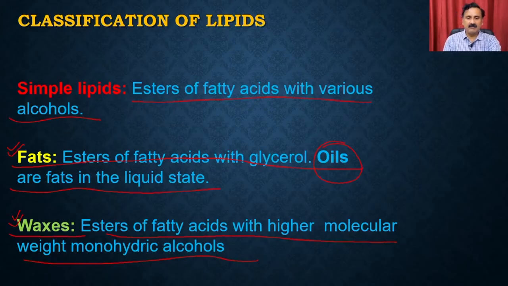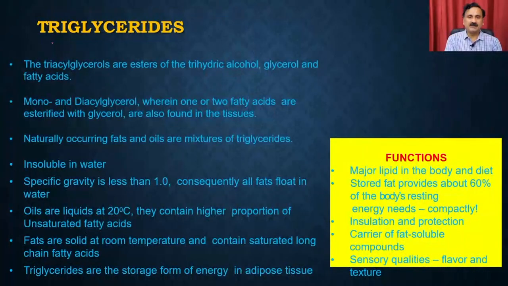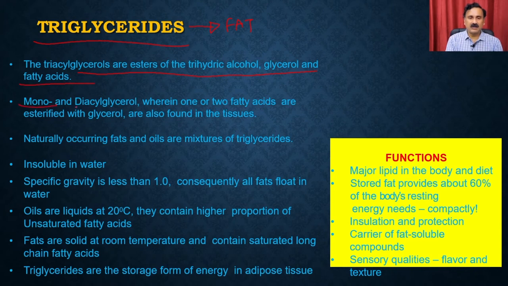One of the classic examples of the fat is the triacylglyceride. So, triglycerides are one of the fat molecules, right? And the triglycerides are the ester of the glycerol and the fatty acids. It could be the monoacylglycerol or the diacylglycerol, where one or two fatty acids are esterified with the glycerol and found in the tissue. They are naturally occurring fat and oils are a mix of the triglycerides.